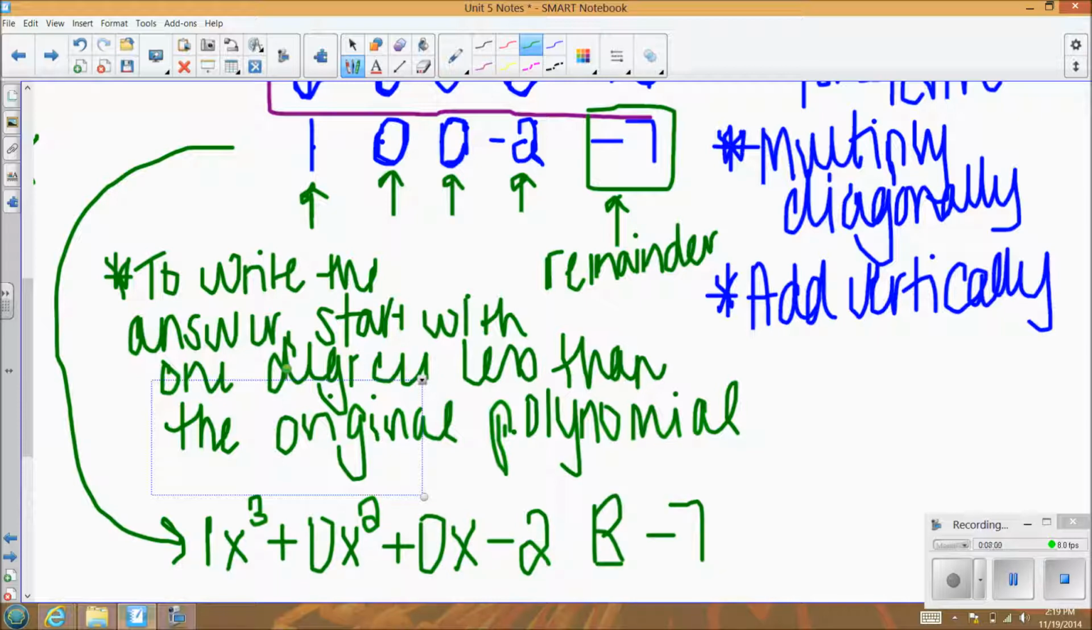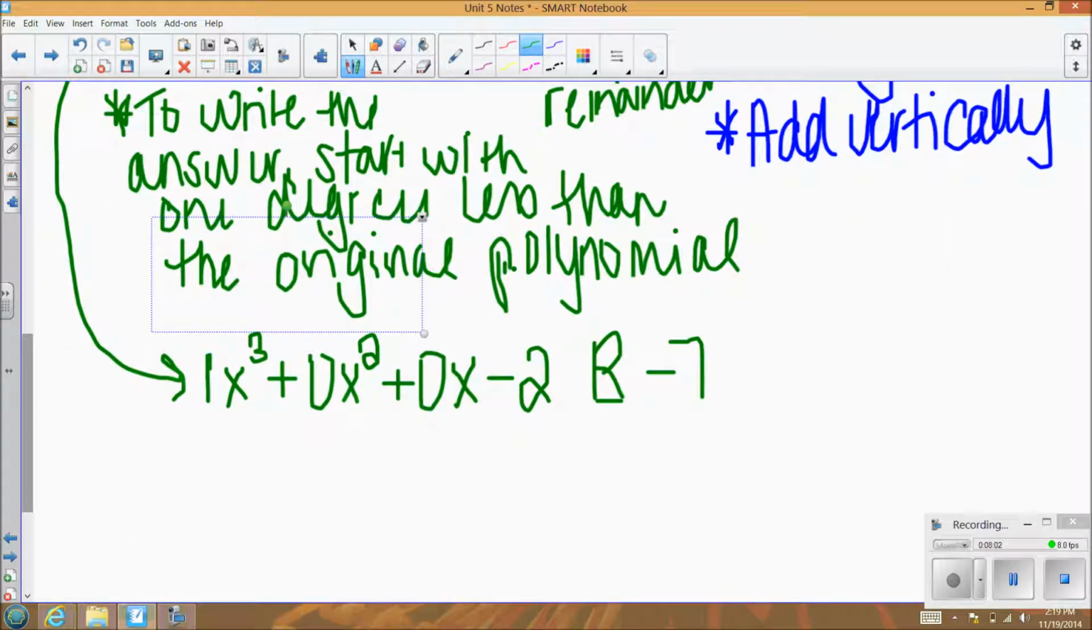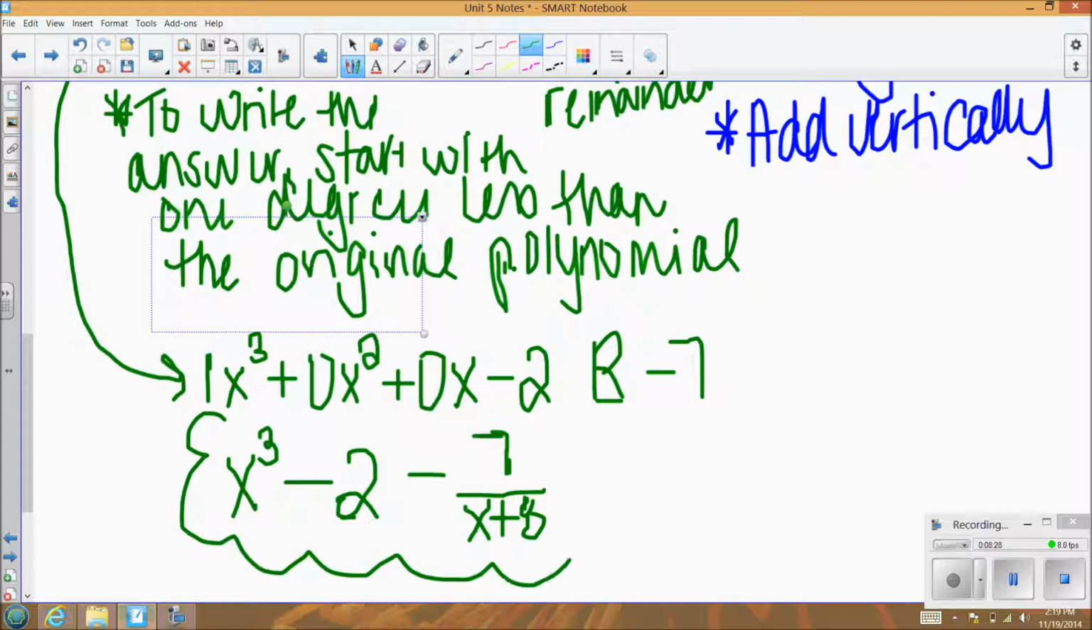So that means to write this as your final answer, you don't really need these coefficients here, so it's just going to be x to the third. These are just going to be 0, so I'm not going to worry about those. Minus 2, and then when we write the remainder, we always write whatever we divided by. So it's going to be remainder negative 7 over whatever we divided by. And we divided by x plus 8, so it's going to be over x plus 8. So this is my final answer to the problem.